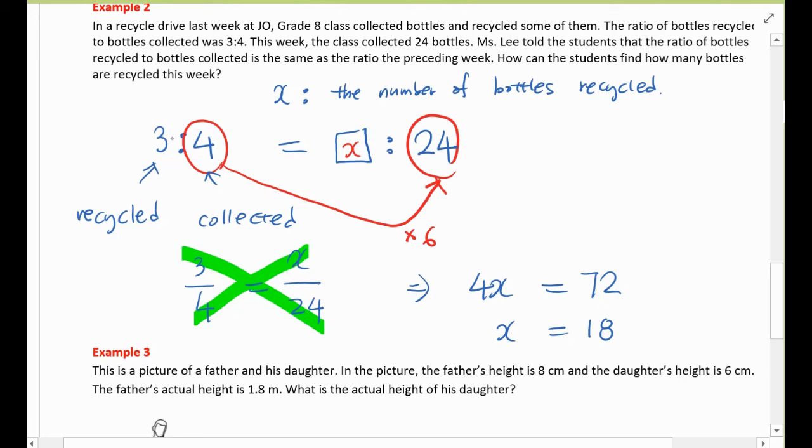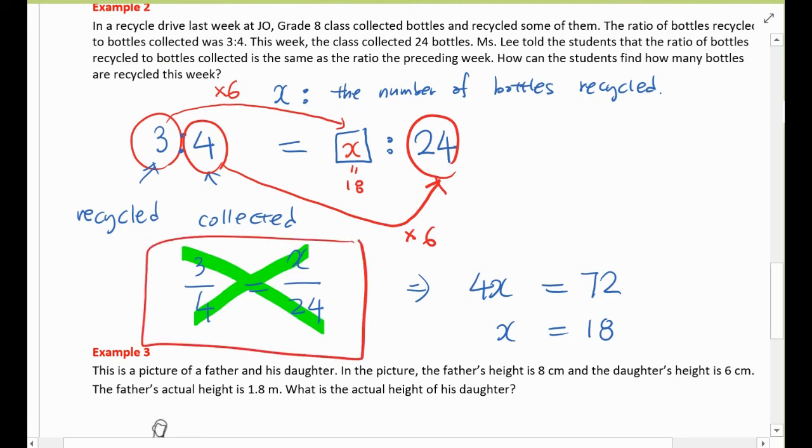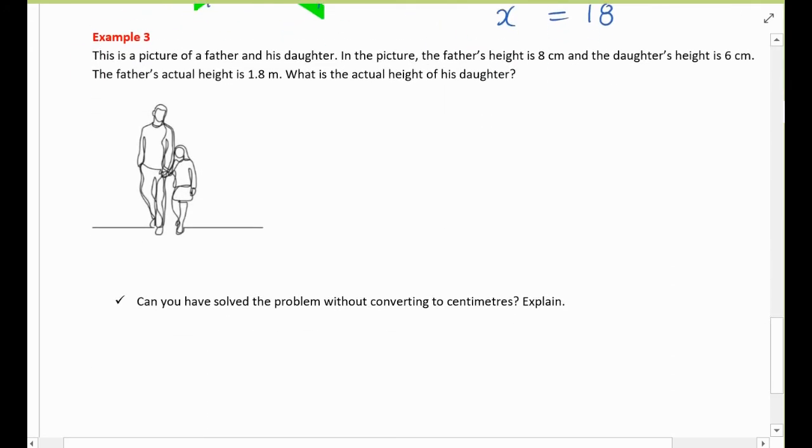And we do the same thing for 3. If you multiply by 6, 3 times 6 is 18. So we get the same answer. This is another way of solving this kind of problem. When numbers are complicated, you cannot use this method. When numbers are complicated, it's better to use cross multiplication. All right, everyone? Okay, let's move to the next question.